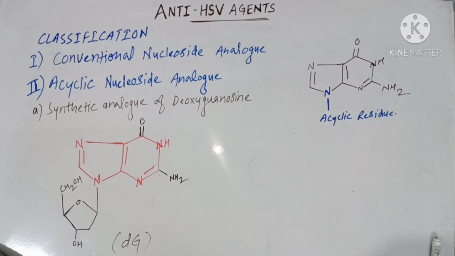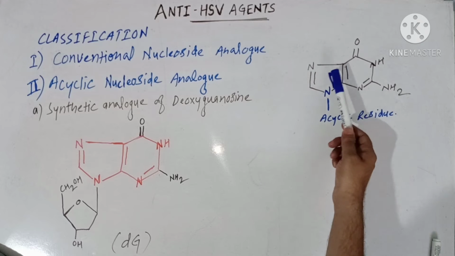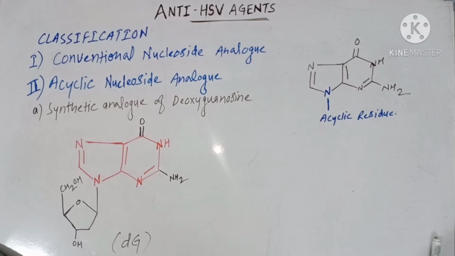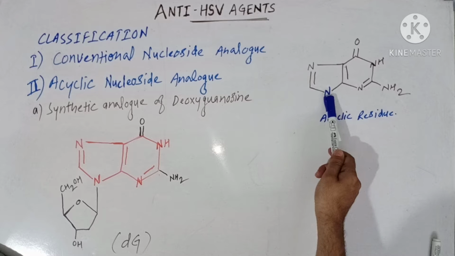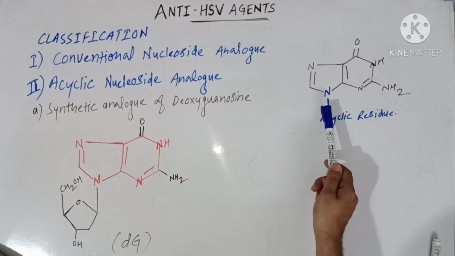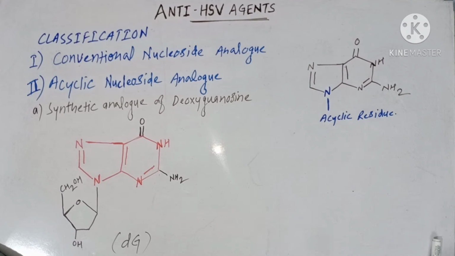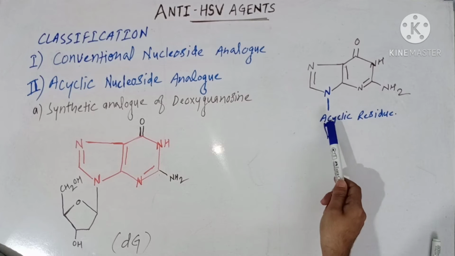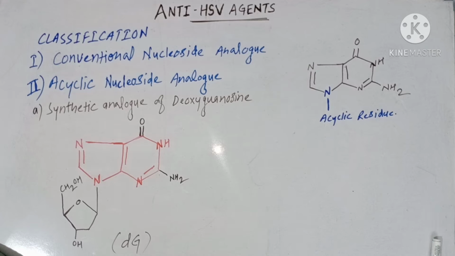The general structure of acyclic nucleoside analog is that they have in their structure a purine or pyrimidine base, but in place of pentose sugar they have an acyclic residue. For example, suppose this is the general structure of your guanine purine base, but here at this nitrogen this purine base has an acyclic residue, meaning there is no pentose sugar present at this nitrogen atom. So in this class all the drugs have changes at this acyclic residue.